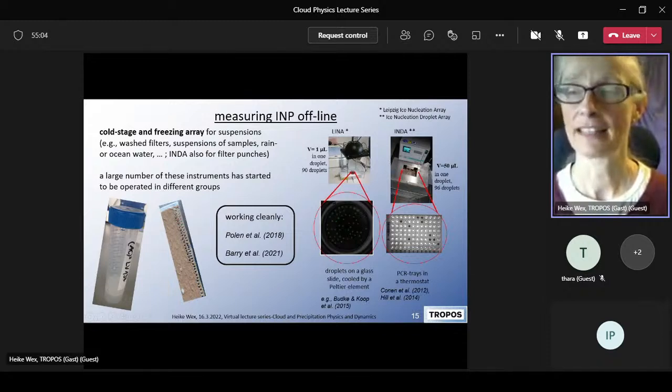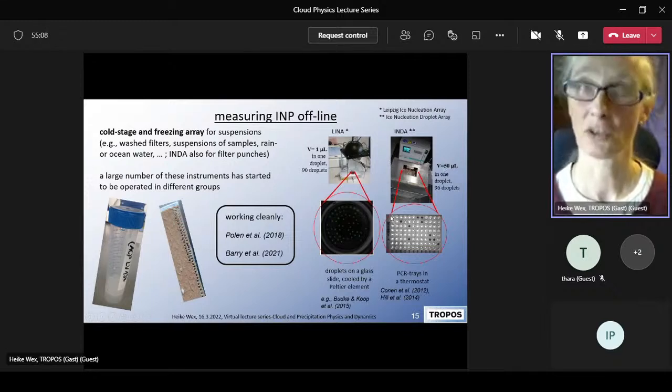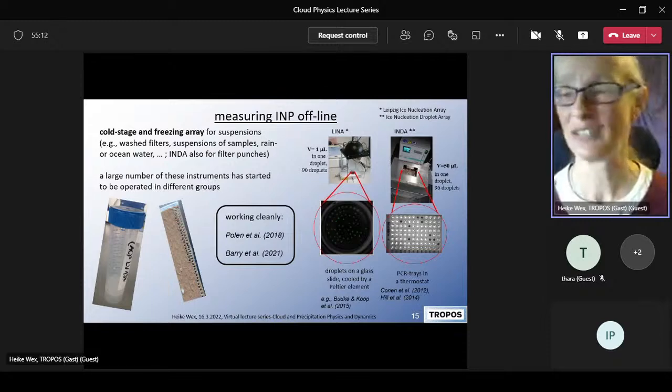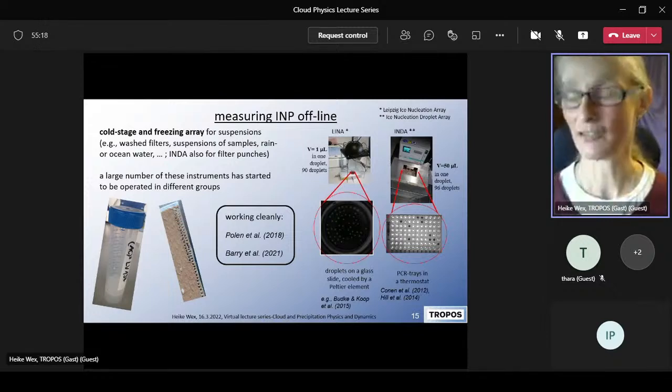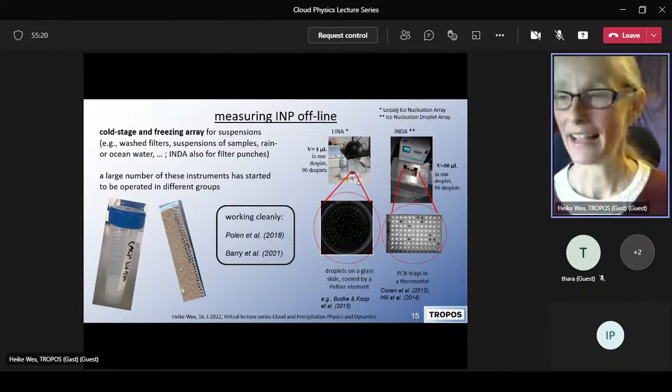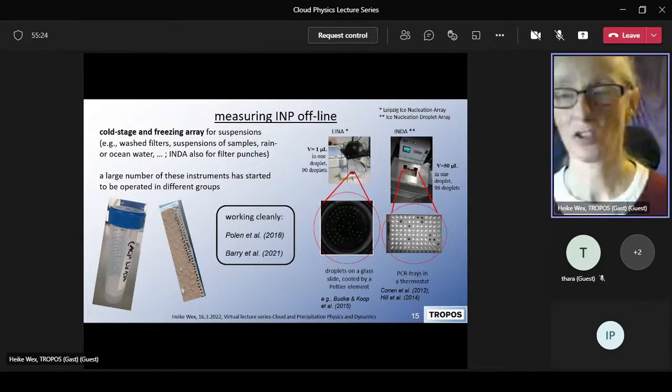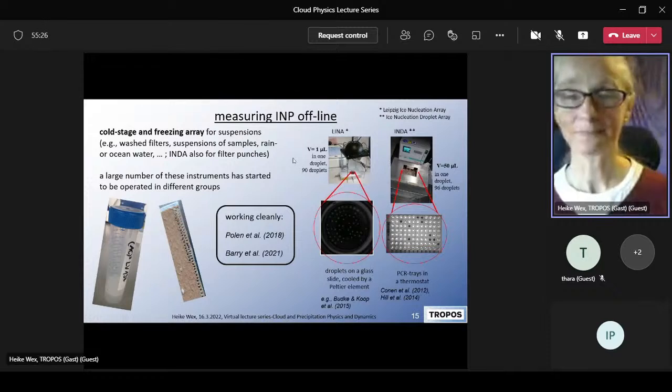Then we have another technique where we put 50 microliter droplets in PCR trays. We all know PCR trays now. When we started in 2015, I had never heard of them before. But anyway, we put 50 microliters in each of these tubes, and then put that in a thermostat and cool it. And in both cases, we take pictures from top once per second.